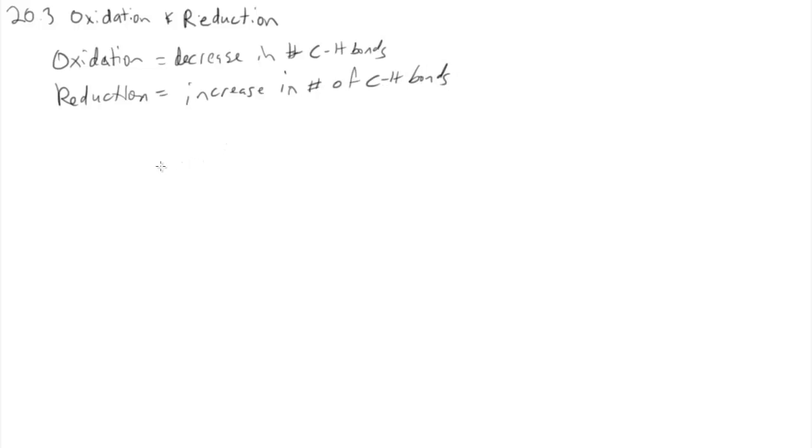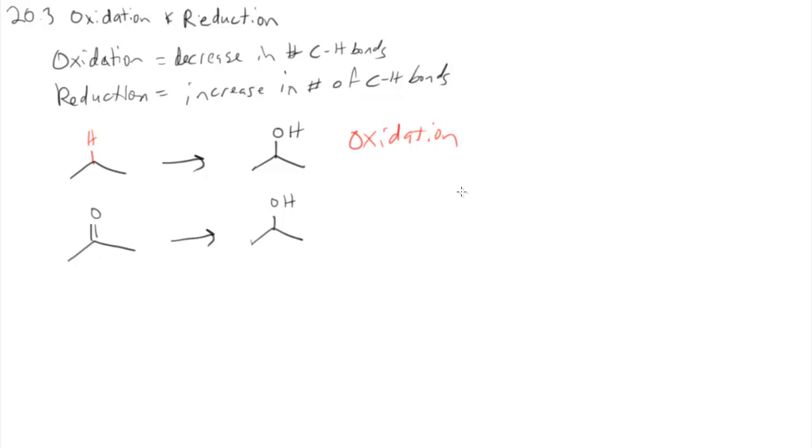So we can look at a few examples and then try to decide whether each of these reactions would be an oxidation or a reduction. So here I lose this carbon-hydrogen bond and it's replaced by a carbon-oxygen bond, so this is an oxidation. If I take a ketone and I convert it into a secondary alcohol, I have a new carbon-hydrogen bond, so this reaction would be a reduction.